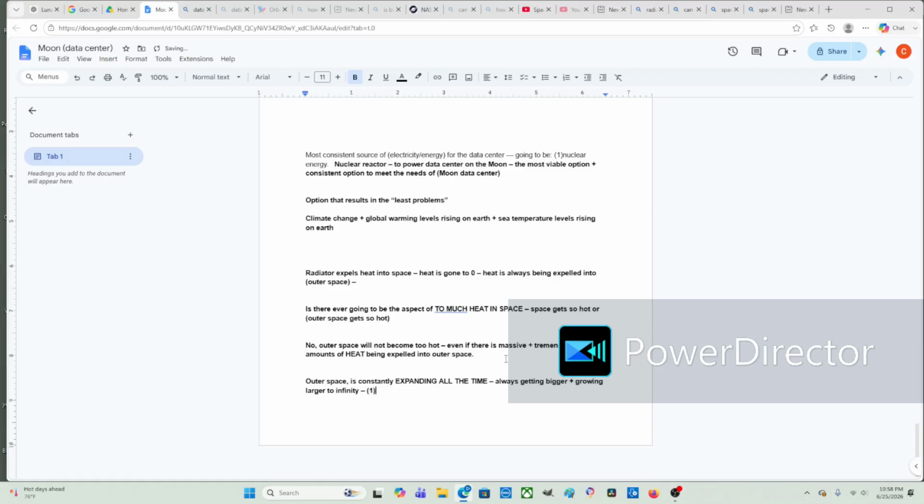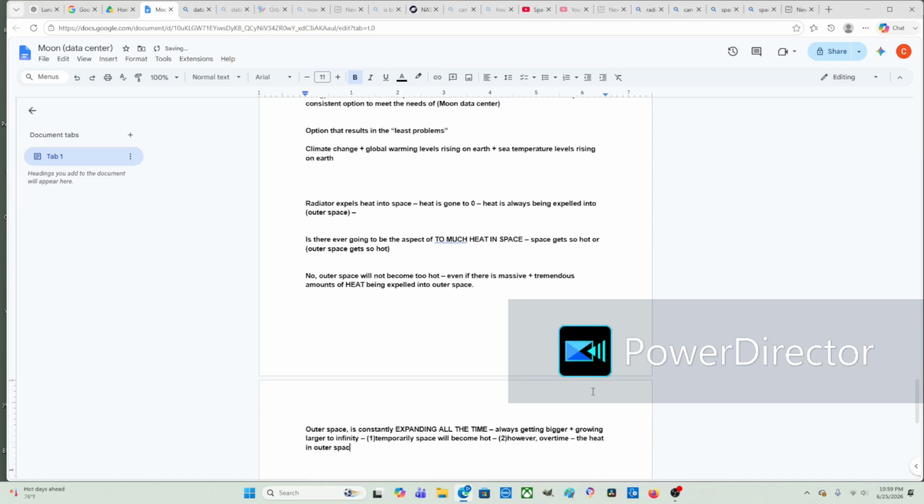Which just means that if you were to expel 1 million degree Fahrenheit into space, then yes, temporarily space will become hot. Okay. However, over time, because outer space is so big and so large, and plus there's also the aspect that it is always expanding, over time the heat in outer space will eventually disperse.